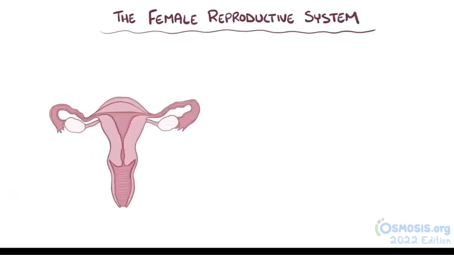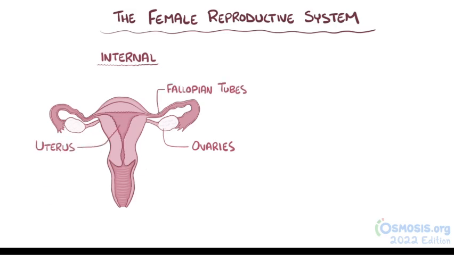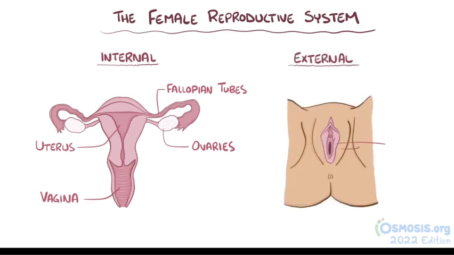Alright, so as a quick recap, the female reproductive system comprises internal sex organs such as the ovaries, the fallopian tubes, the uterus, and the vagina, as well as external sex organs such as the labia, the mons pubis, and the clitoris.